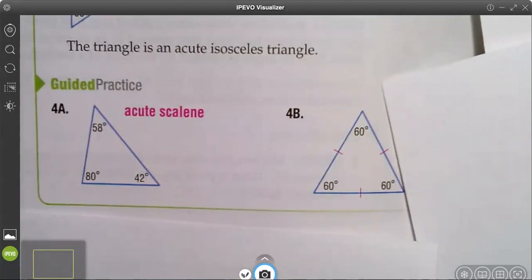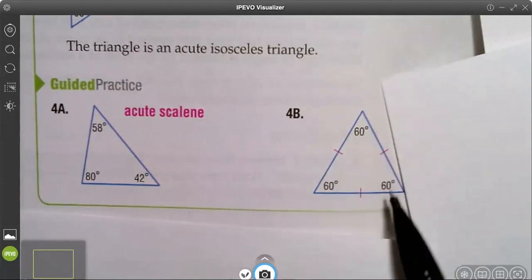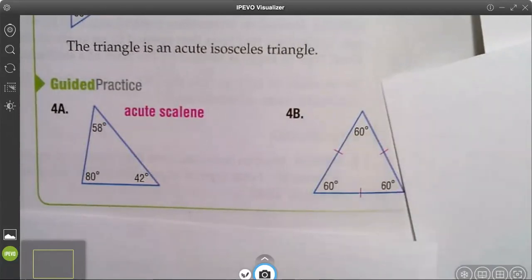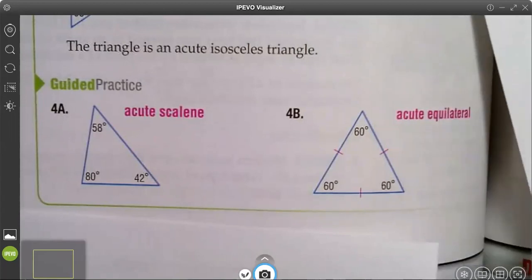Try 4B. 4B has all acute angles, and they're all the same. All the sides are the same. I know the sides are the same because all the angles are the same, and also it gives me these 3 tick marks showing that all sides are the same. So that makes this an acute equilateral triangle.